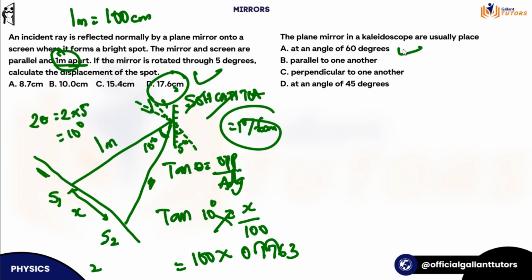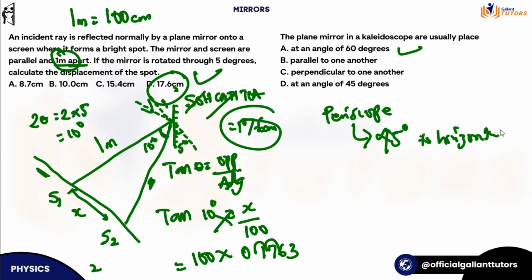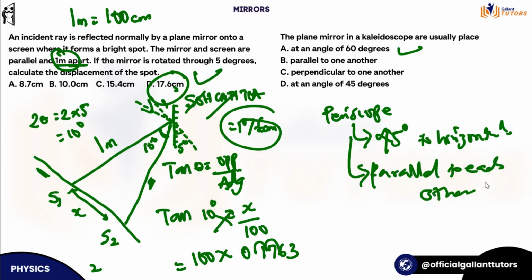Is that clear? At an angle of 60 degrees. What of a periscope? Let's refresh our memory. A periscope is actually 45 degrees to the horizontal. I know you're saying, 45 degrees what? To the horizontal. But the mirrors are parallel to each other. Is that clear? So do not forget this. They are parallel to each other. Okay, let's go to the next question.